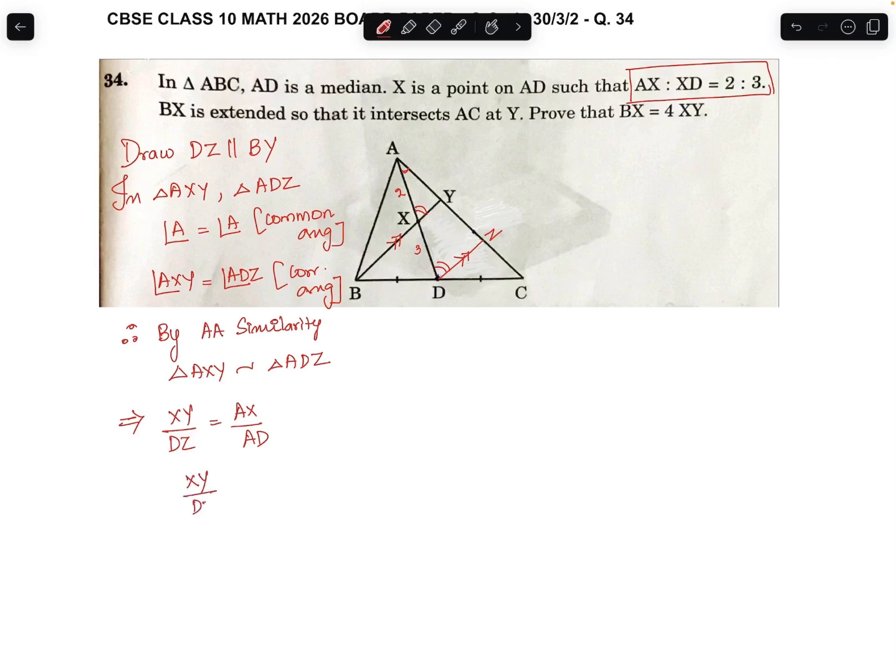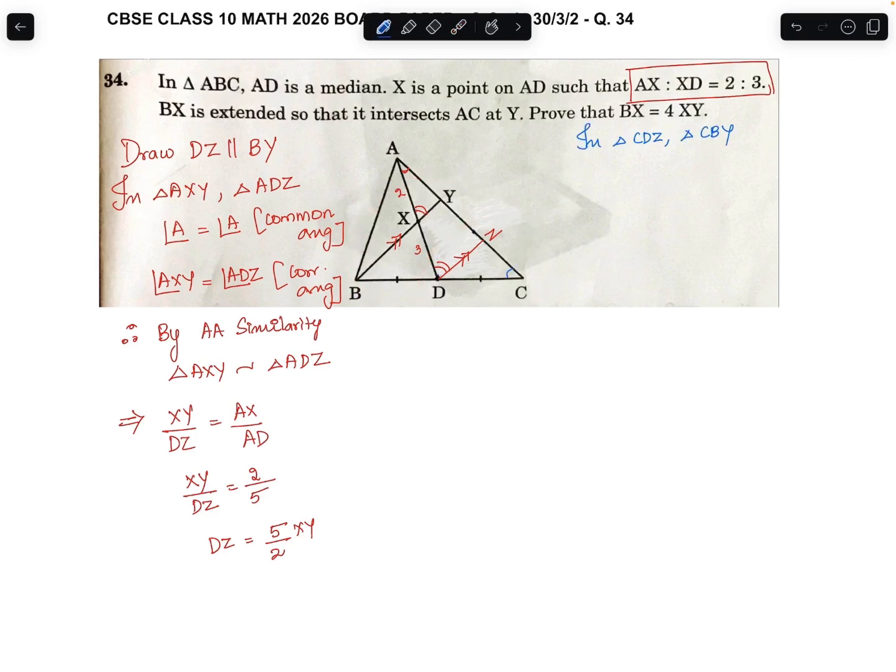XY upon DZ is equal to AX is 2 parts and AD is 5 parts. Therefore, DZ is 5 upon 2 times XY. Now let's consider the triangles CDZ and CBY.